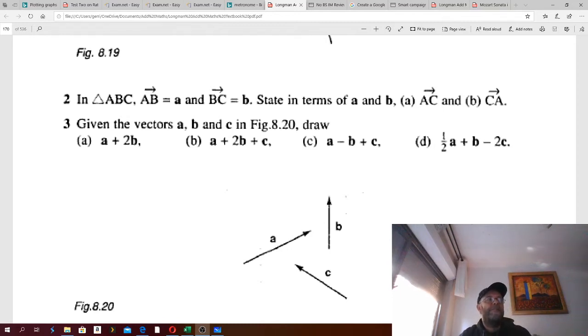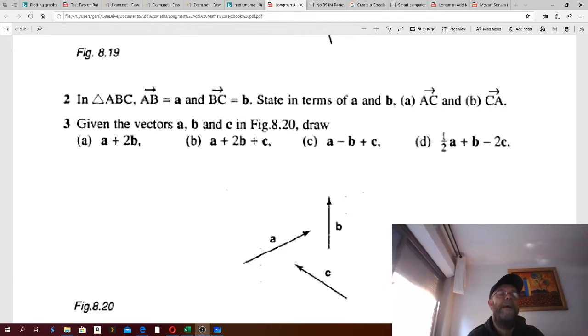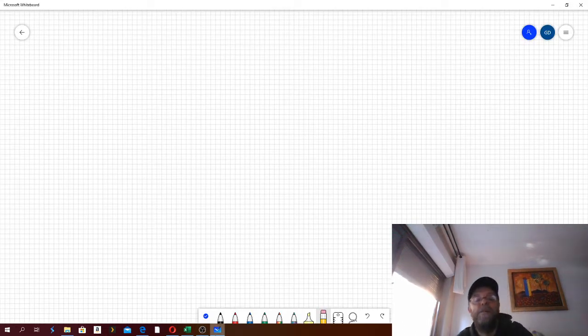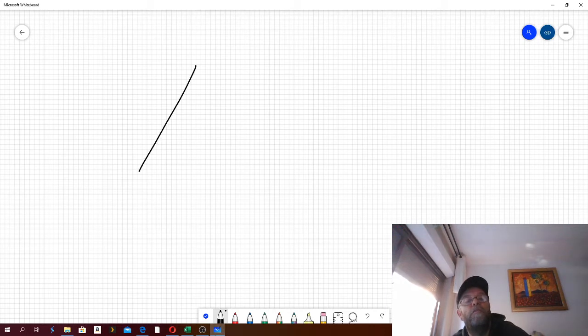Hi AdMath students, we're going to have a look at some examples from the vectors chapter, chapter 8, and I'm going to start with number 2 from exercise 8.2. Now they tell us here that we have a triangle ABC, and they told us that vector AB is A and vector BC is B. So let's draw that quickly and see what we've got.